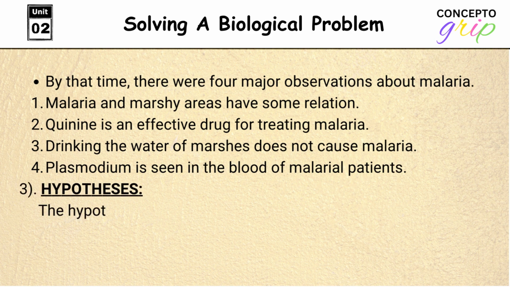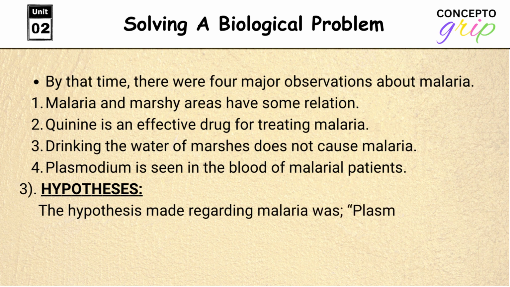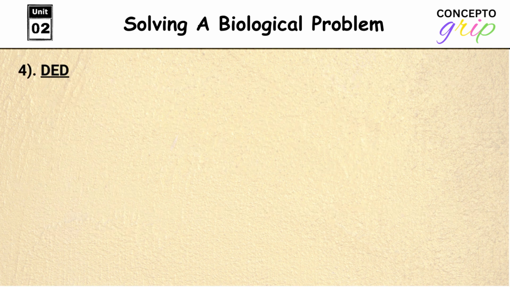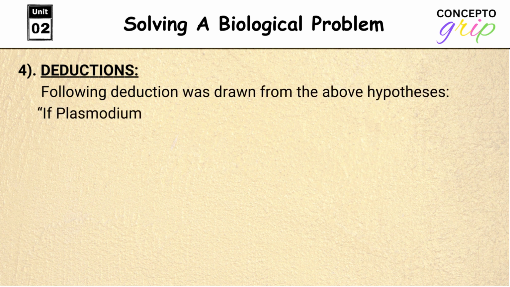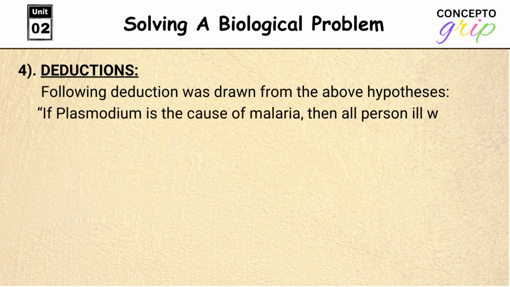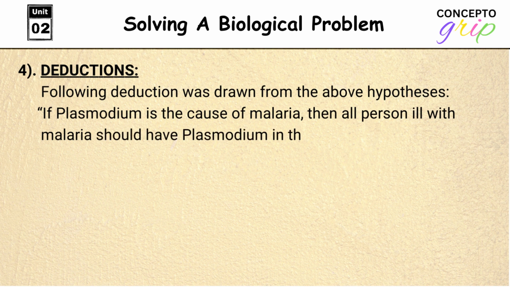Step number 3. Hypothesis. The hypothesis made regarding malaria was Plasmodium is the cause of malaria. Step number 4. Deductions. Following deduction was drawn from the above hypothesis. If Plasmodium is the cause of malaria, then all persons ill with malaria should have Plasmodium in their blood.